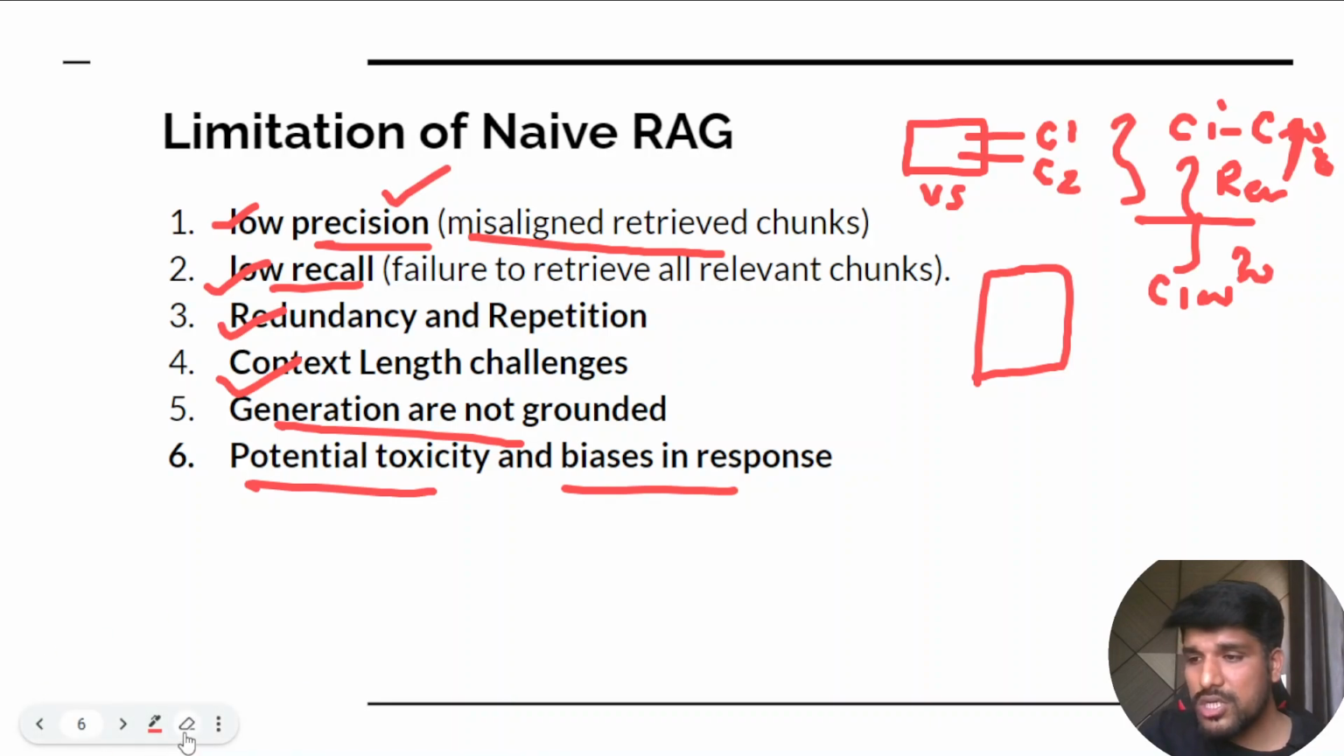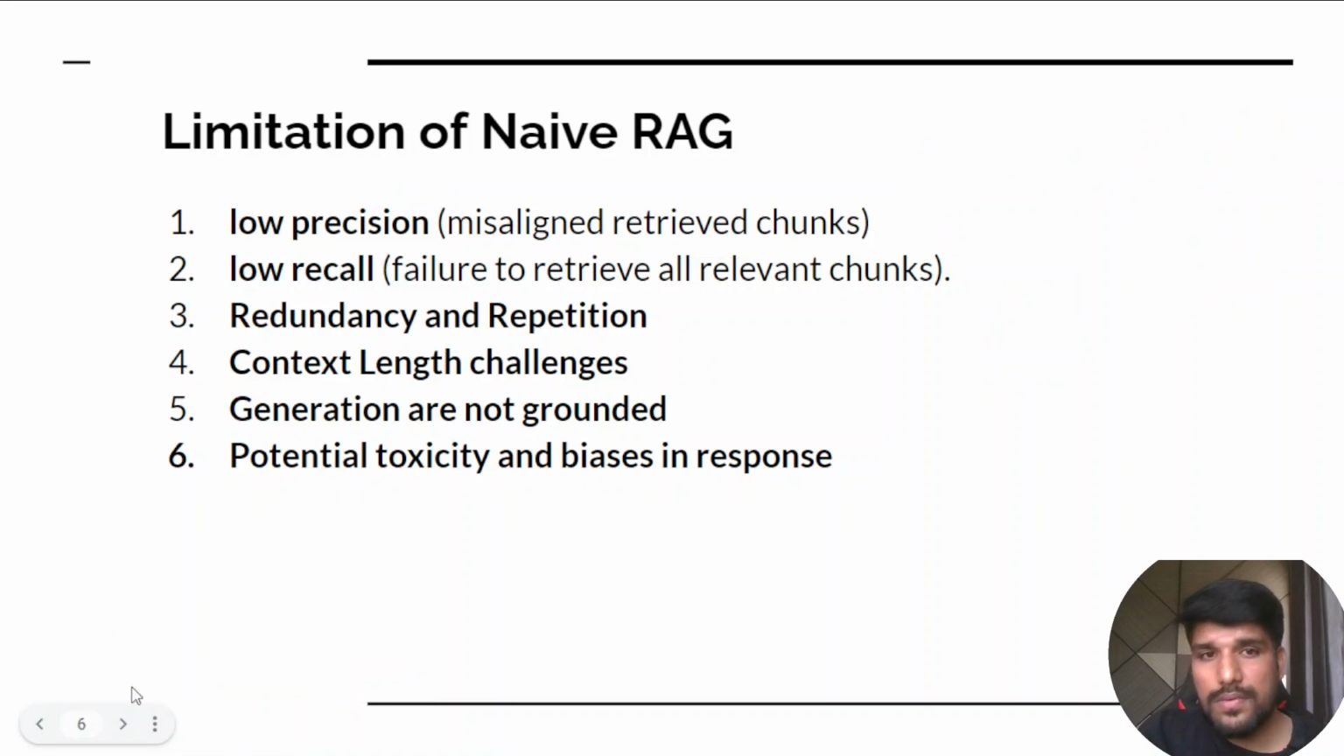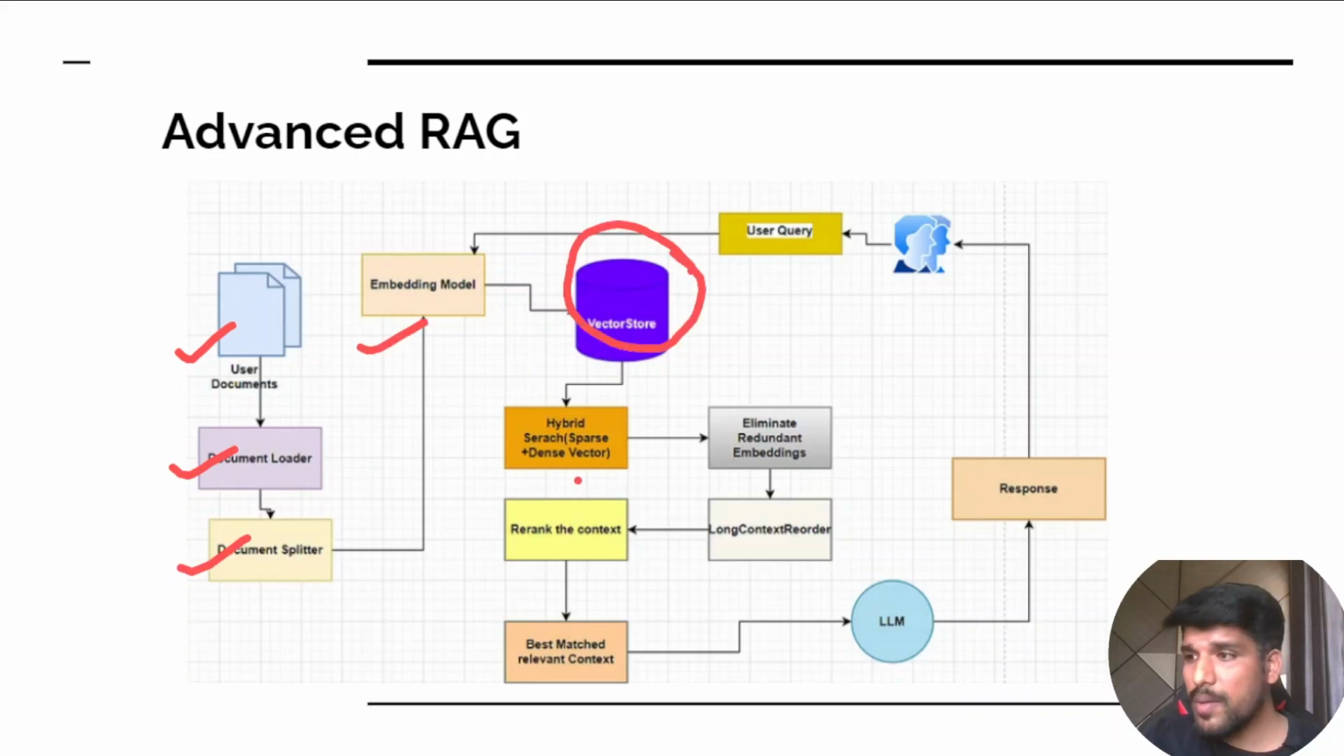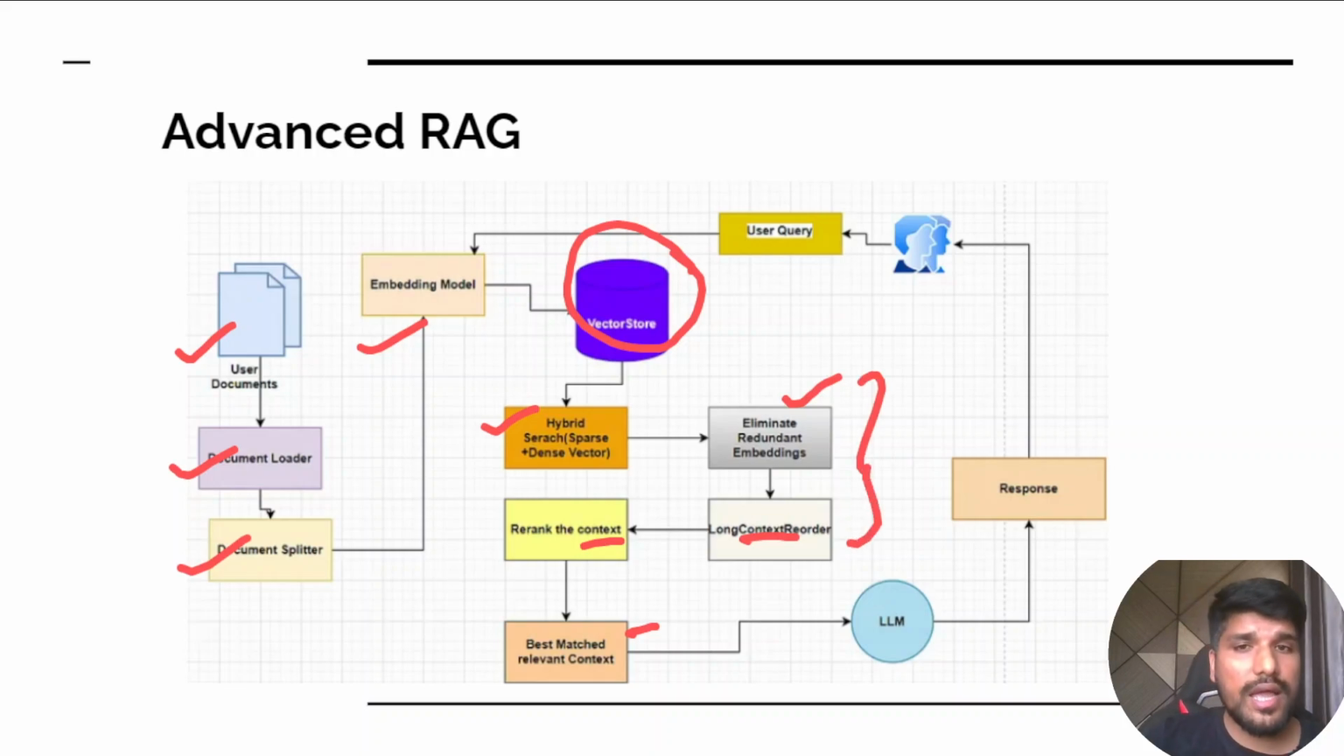Now, due to these limitations, there is a way to overcome them, called an advanced RAG system. Most of the parts in the advanced RAG system are the same. There is a user document, a document loader, a document splitter, an embedding model, and a vector store. But these are the things that have been added. One is hybrid search, also called sparse-dense vector. Then eliminate redundant embeddings, long context reorder, re-rank the context, best match context. So these important things are added.